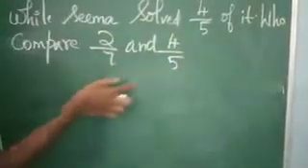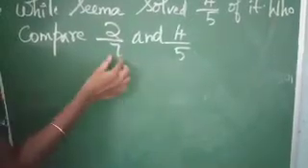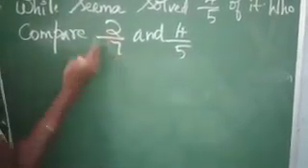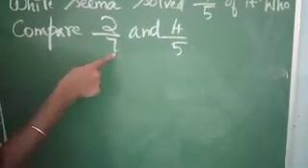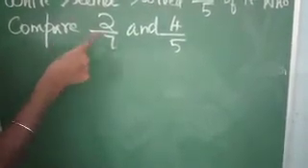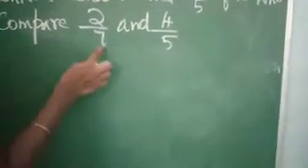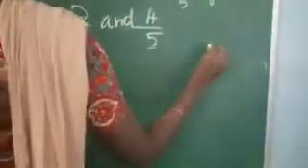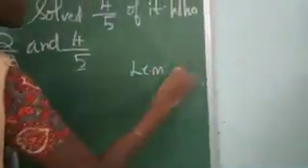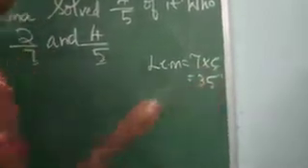Can we compare them directly? No, because here the denominators are different. So you have to equalize the denominator. In fractions, if the denominators are different, it is an unlike fraction. So you have to convert this into a like fraction, by equalizing the denominator. For this you have to take the LCM. See here, 7 and 5 both are prime numbers, so simply you multiply. LCM is equal to 7 into 5 is equal to 35. So my LCM is 35.